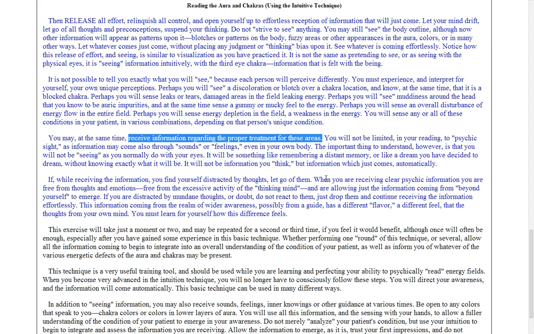You will not be limited in your reading to psychic sight, as information may come also through sounds or feelings in your own body. The important thing to understand, however, is that you will not be seeing as you normally do with your eyes. It will be something like remembering a distant memory, or like a dream you have decided to dream without knowing exactly what it will be. It will not be information you think, but information which just comes to you automatically, and you can't help but feel that way and think that way and react that way.